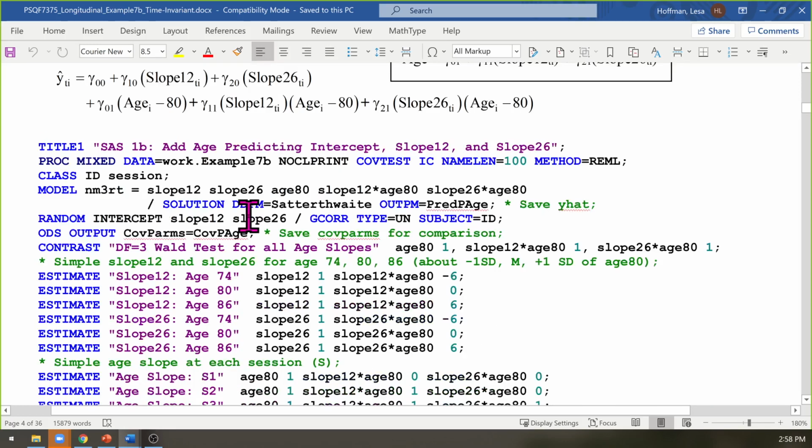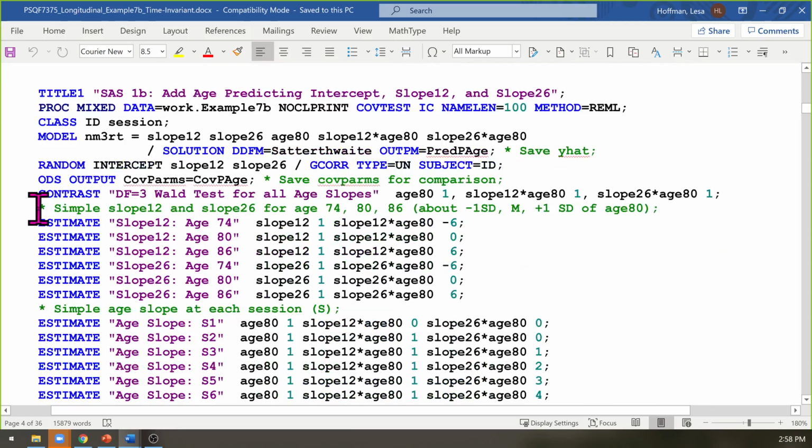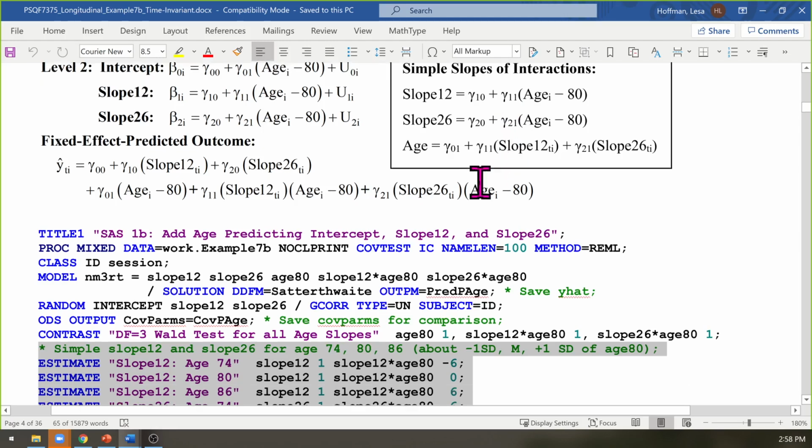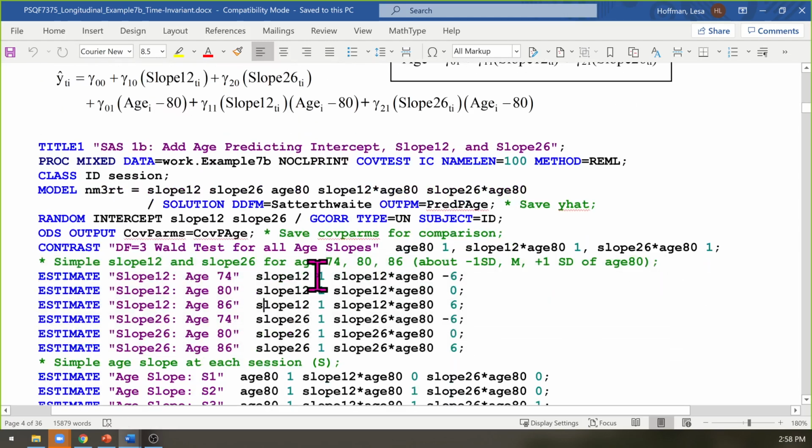So then the estimate statements. These correspond to specific instantiations of these 3 simple slope equations. For instance, if I wanted to know at a range of ages what the predicted rate of change across these sessions is going to be, I figured this out for age 74, age 80, and age 86, because that corresponded to roughly plus or minus 1 standard deviation. So in thinking about change over time as the thing I care about, and age as the moderator of that change over time, that's the story here.